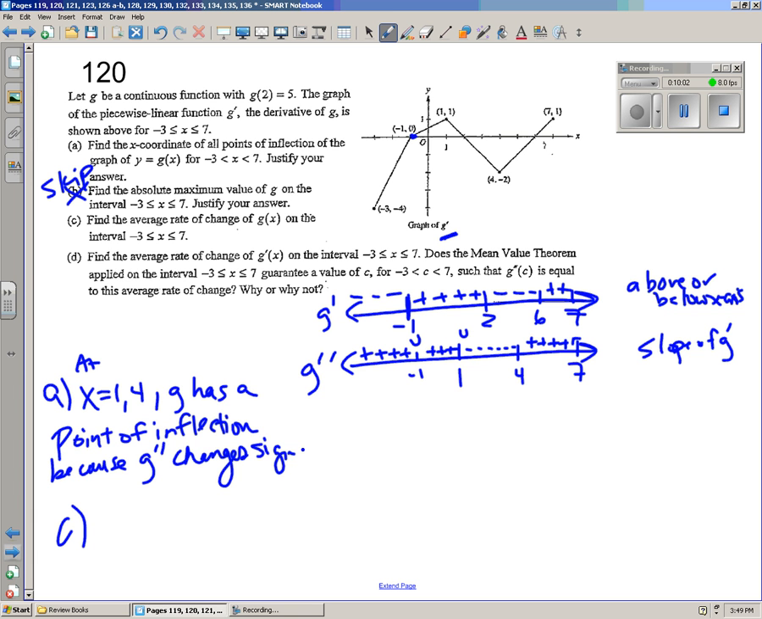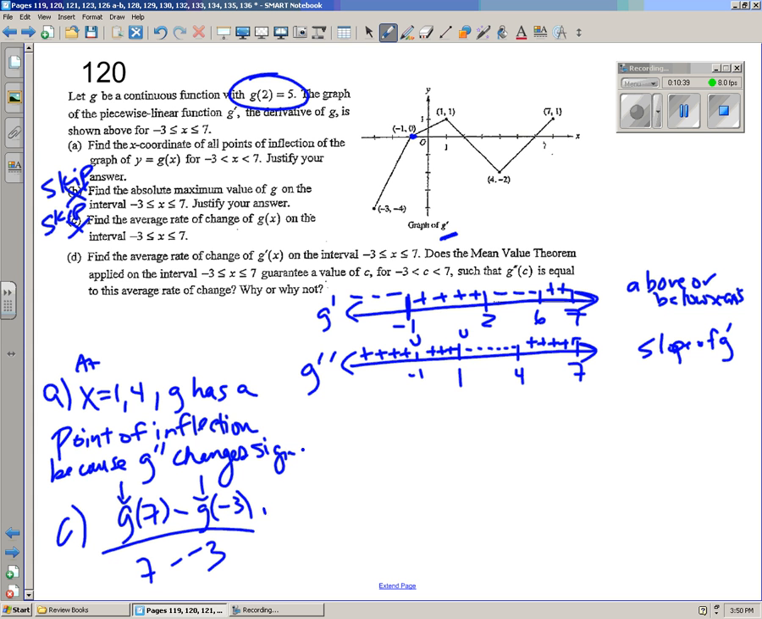Part C, find the average rate of change of g of x on the interval -3 to 7. Part C is also a little problematic for us because it's asking for the average rate of change of g on the interval -3 to 7. And that would be g of 7 minus g of -3 over 7 minus -3. But we don't know values of g except for g of 2 is 5. So we're going to skip this one as well. We are going to come back to this. There is a way to figure out what g of 7 and g of -3 are. So as long as you knew that this was the appropriate thing you would need to do, that's great.